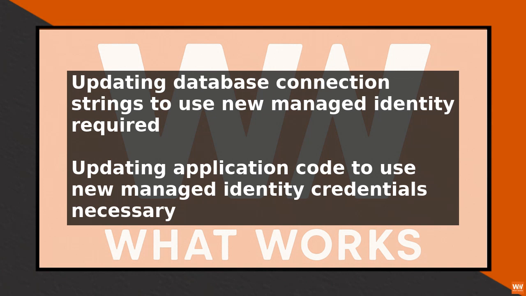After configuring the managed identity, you need to update your database connection strings to use the new managed identity. You can do this by going to the Azure portal, navigating to your Azure SQL database, and clicking on the Connection Strings tab. Here, you can update the connection strings to use the new managed identity.